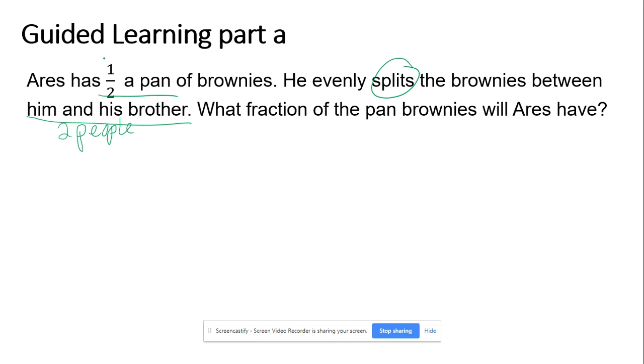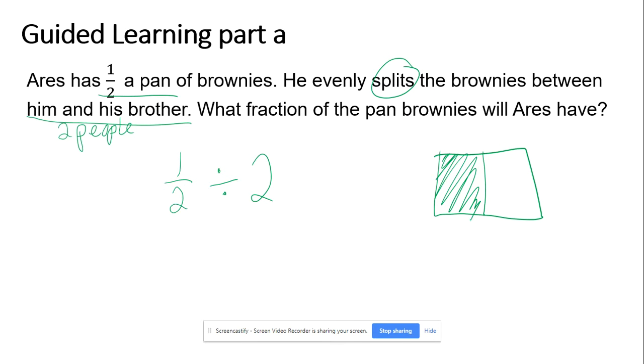So I see that we're starting with 1/2. We're trying to split up the brownies. We're not trying to split up the people. So I know that we're going to be starting with 1/2. Splitting means division, and we're splitting these brownies between 2 people. So we have 1/2 divided by 2. So let's draw a model to help us. We have our rectangle. We're going to split it in half and shade half of our rectangle because we only have half of a pan of brownies. This model represents half a pan of brownies.